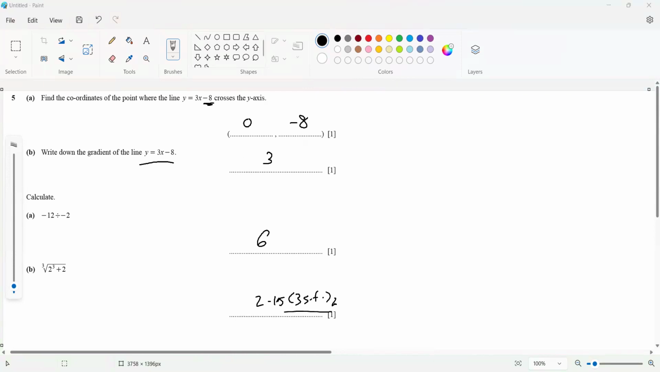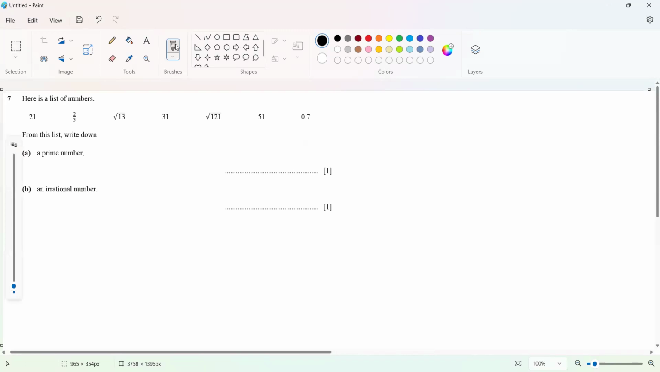Then from here, we go to question number 7. They ask us, from the list of numbers, to choose a prime number and an irrational number. Again, for the prime number, we can just look at the integer values here, which ones are prime. So 21, 31, 51. 51 is not a prime number. 21 is also not a prime number because both can divide by 3. So only 31 is a prime number.